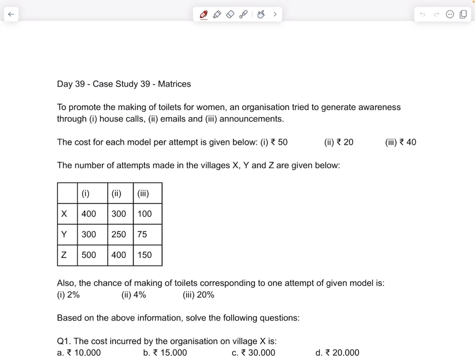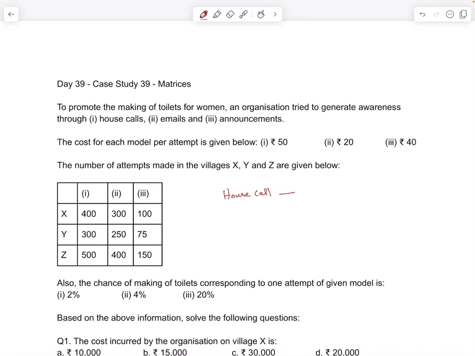The question goes like this. To promote the making of toilets for women, an organization tried to generate awareness through three ways. First one is house calls, second one is emails, and third one is via public announcements. The cost for each model per attempt is given below. Rupees 50 for one attempt made via house call. Rupees 20 for one attempt made via email. Rupees 40 for one attempt made via announcements.